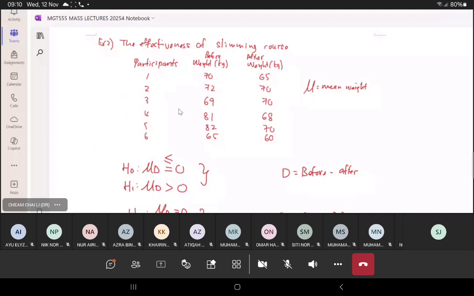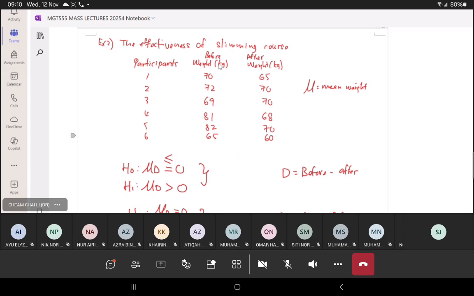Okay, now we go to the second scenario. Yeah, this time it is the opposite, right? Because the situation is different. Okay, we want to check the effectiveness of the slimming course, to lose weight. So we want to check whether the course is effective in reducing weight, right? So now I have six participants, six members to join this slimming course, right?